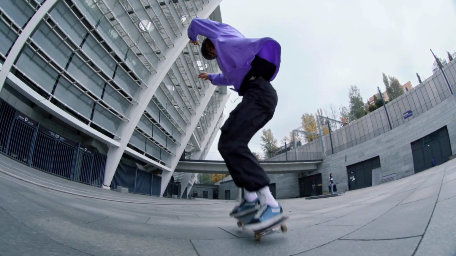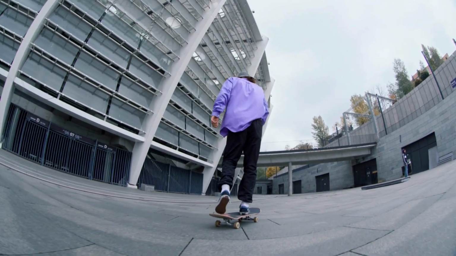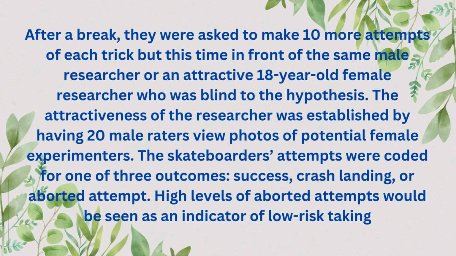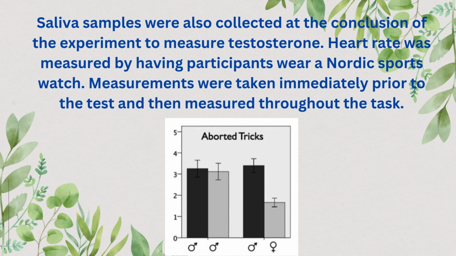The attractiveness of the researcher was established by having 20 male raters view photos of potential female experimenters. The skateboarders' attempts were coded for one of three outcomes: success, crash landing, or aborted attempt. High levels of aborted attempts would be seen as an indicator of low risk taking. Saliva samples were also collected at the conclusion of the experiment to measure testosterone. Heart rate was measured by having participants wear a Nordic sports watch. Measurements were taken immediately prior to the test and then measured throughout the task.